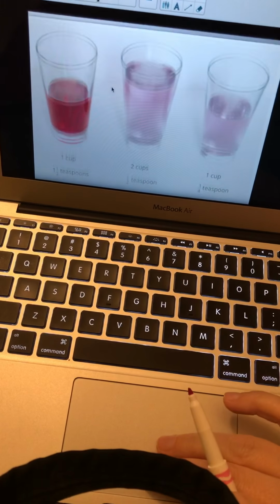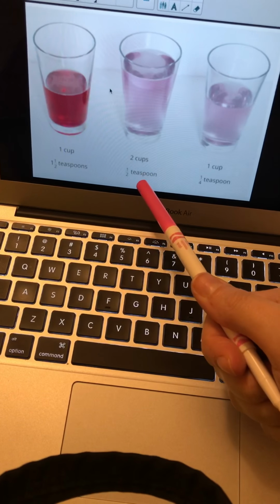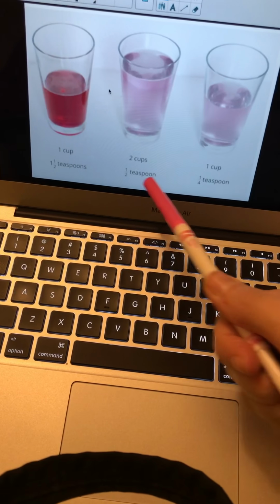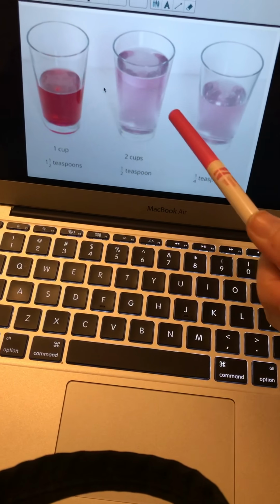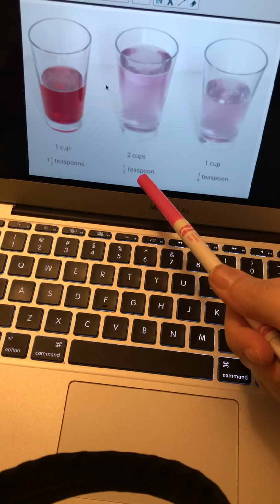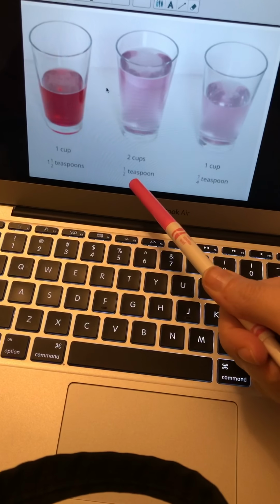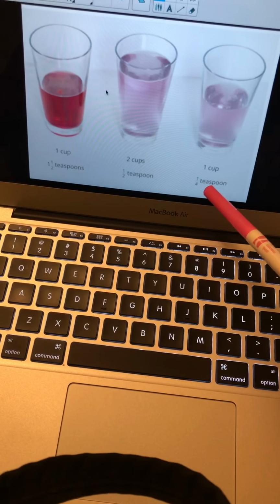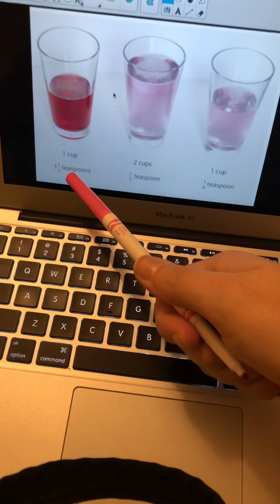So if we take a look here, we can see that this cup has 2 cups of water and a half of a teaspoon of the Kool-Aid powder. Now this one's 1 cup, so 2 cut in half is 1, so 1 cup. And then they also cut the powder in half, so from a half a teaspoon to a quarter of a teaspoon, because this will be like 2/4 and 1/4, okay? And then we see over here that for 1 cup of water, they used 1.5 teaspoons of the Kool-Aid powder.